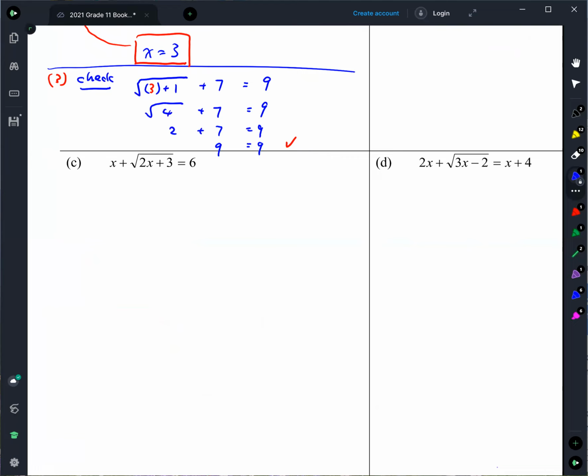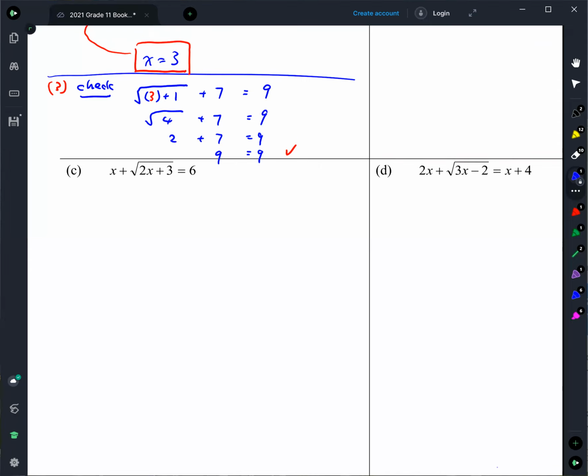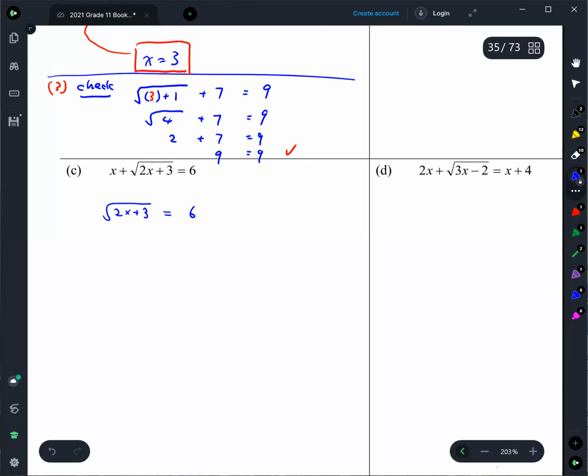So our step 1 is to isolate the radical. I'll let you guys do that. Move everything over except the radical on one side. Okay, so Kat, what does it look like now? Are we doing number C? Yeah, question C. So isolate the radical. What does it look like? I just moved the x over. What is on the left side then? Square root of 2x plus 3. What's on the right side? 6 minus x. Yeah, very good.